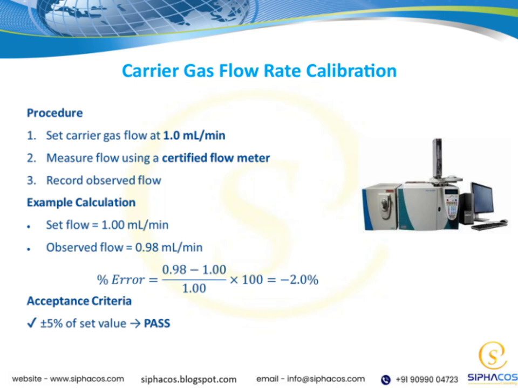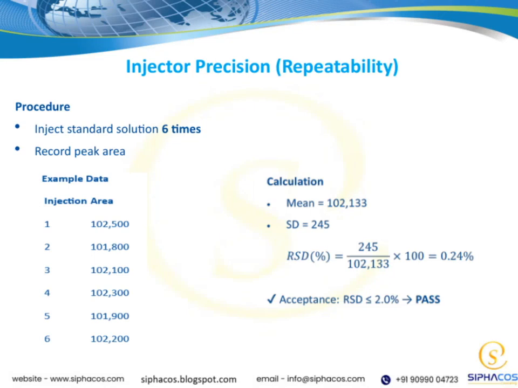entire analytical process. Let's talk about injector precision, specifically focusing on repeatability. The main idea here is to ensure that our injection process is consistent each time we perform it. To do this, we follow a procedure where we inject the standard solution 6 times in a row. After each injection, we record the peak area, which tells us how much of the analyte was detected. The key point is that by doing this multiple times, we can assess how reproducible our injections are. This consistency is crucial because it directly affects the accuracy and reliability of our results.